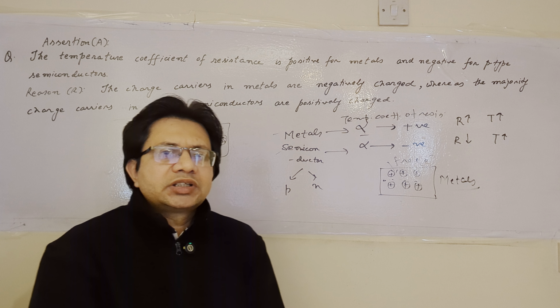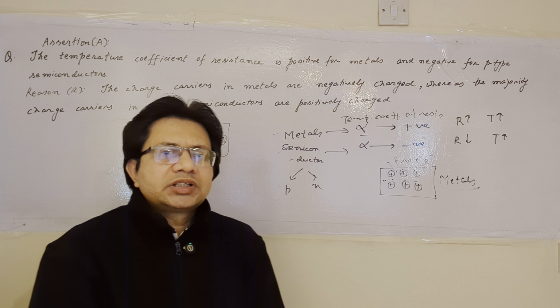So this is the correct explanation. This is the correct reason here. But the reason given does not explain it. It is not connected in any way with the assertion. So we can say that both the assertion as well as the reason are true, but the reason is not the correct explanation of the assertion. In these situations, we choose option B.